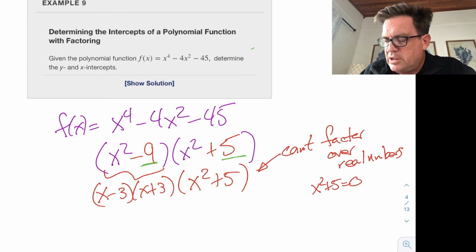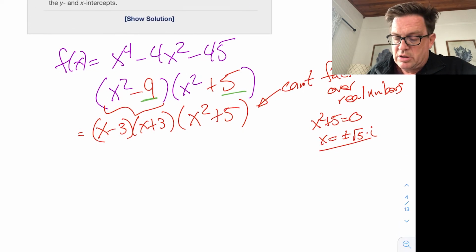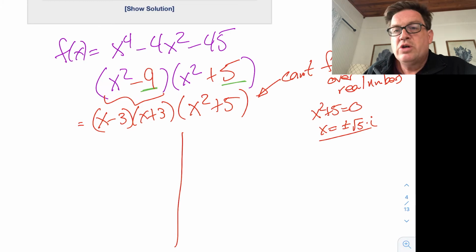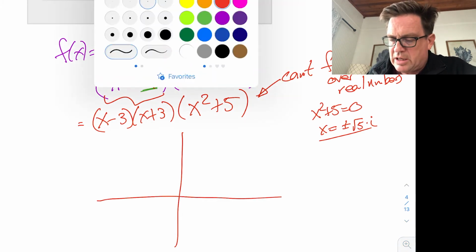If that were equal to 0, x is going to be plus or minus square root of 5 times i, if you know complex numbers. So we're going to ignore that, and so we're going to say that that has no real roots. So you can get a graph of this by what we've just done.